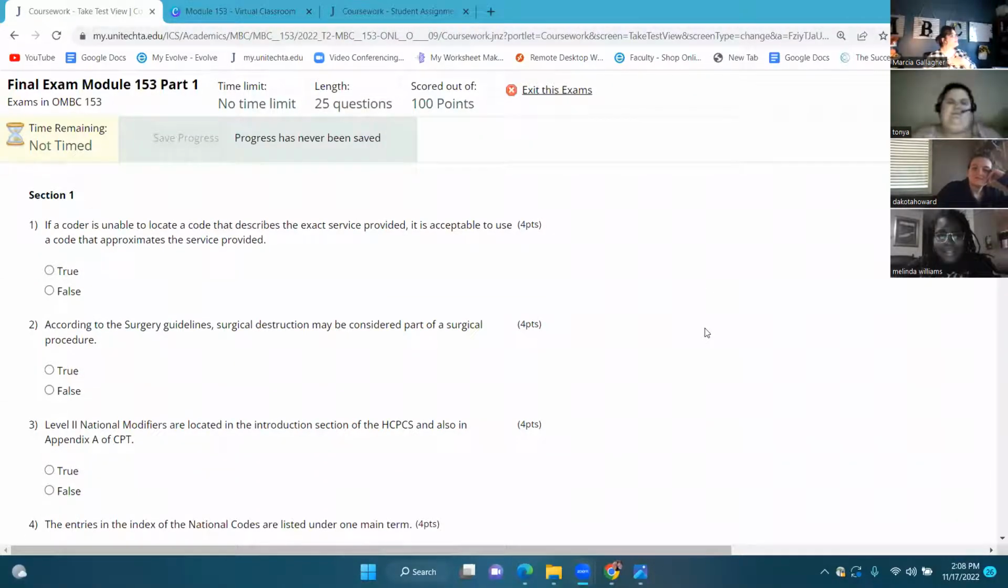Okay, so number 1 says, if a coder is unable to locate a code that describes the exact procedure, exact service provided, it is acceptable to use a code that approximates the service provided. Nobody wants to answer that, right? Because it sounds tricky. So let's talk about it. Is it false? It is false.